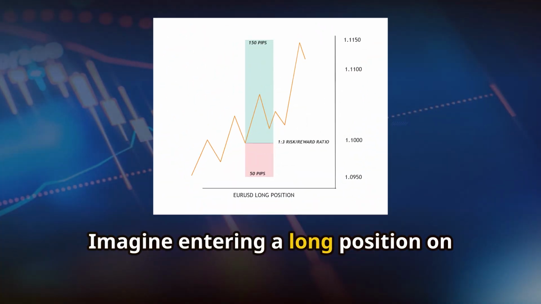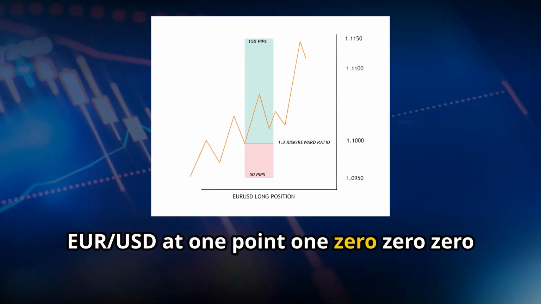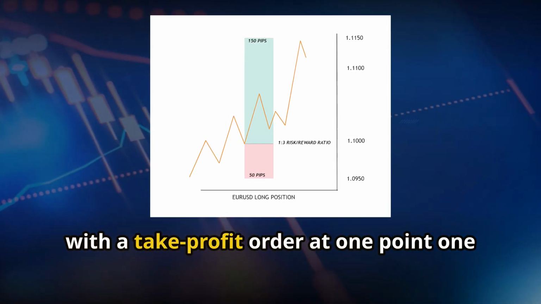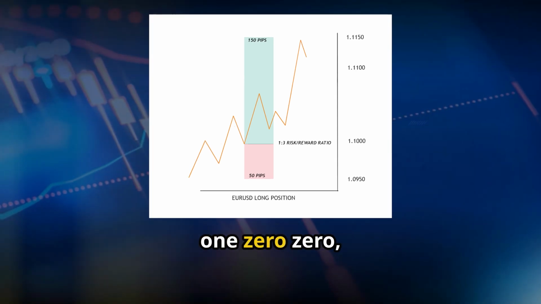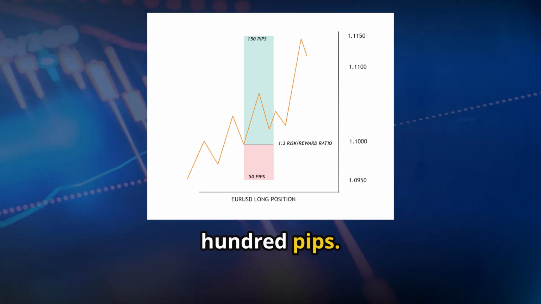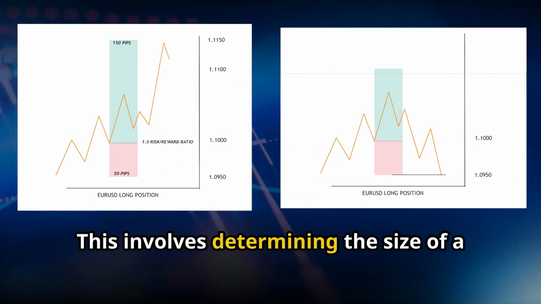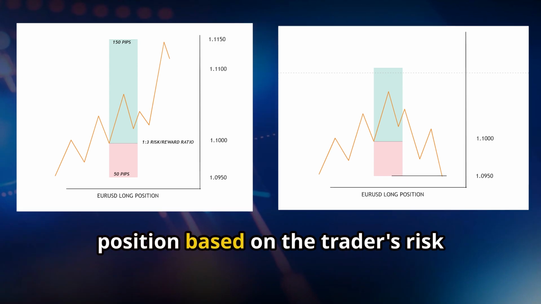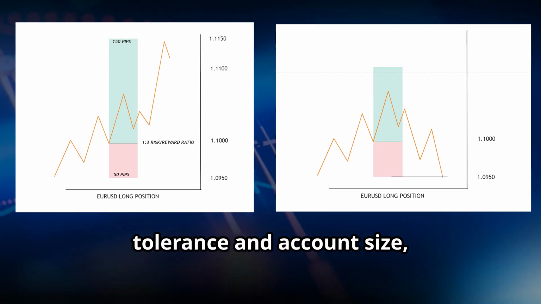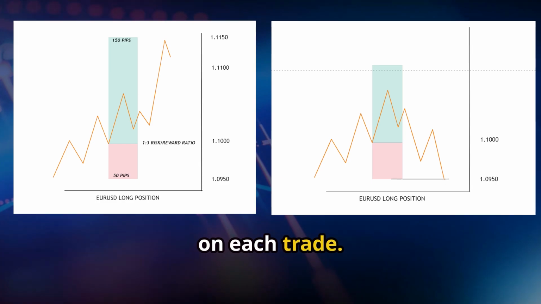Imagine entering a long position on EUR/USD at 1.1000 with a take-profit order at 1.1100, securing a potential profit of 100 pips. Moving on to position sizing. This involves determining the size of a position based on the trader's risk tolerance and account size, controlling the amount of capital risked on each trade.